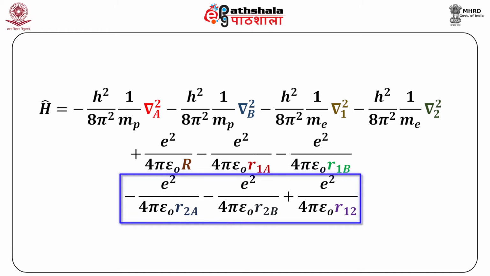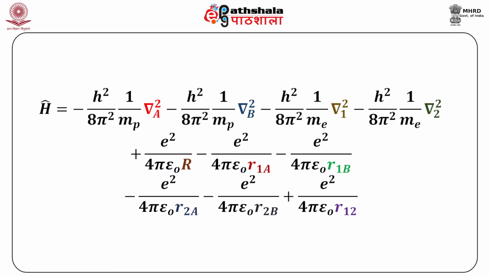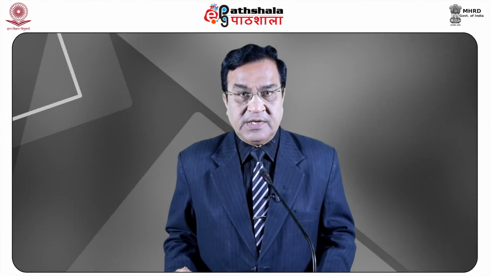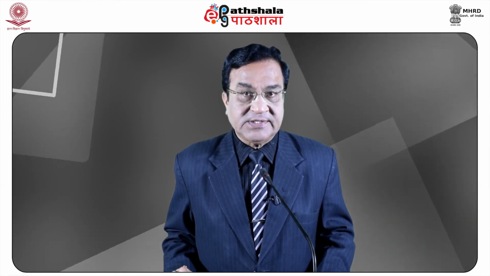And lastly, we have the electron repulsion term, and because it is a repulsion term, here it is positive, plus e square upon 4 pi epsilon 0 r12. So you can see here that there are 10 terms in the Hamiltonian of the hydrogen molecule. Now we apply the Born-Oppenheimer approximation, which we have already studied earlier.